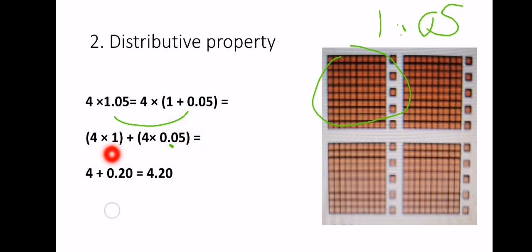If I multiply 4 by 1, I will get 4. If I multiply 4 by 0.05, on the picture in front of me I can count it 4 times. It will give me 20 small squares, so 0.20. Then I will add the 4 ones to the 20 hundredths together. I will get 4.20. So the distributive property helps me find the answer without using the multiplication algorithm.